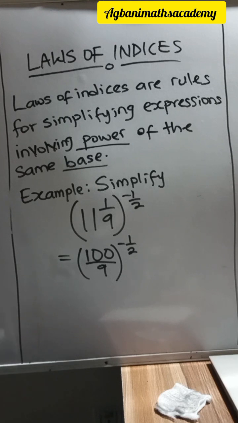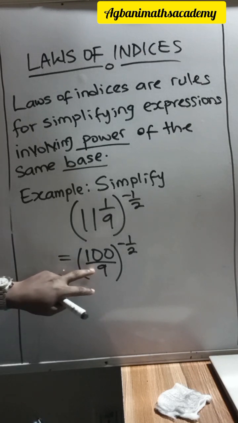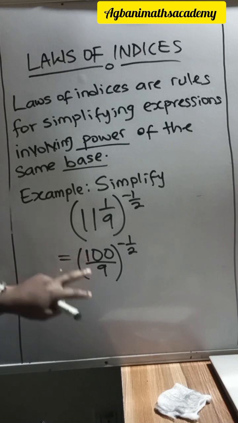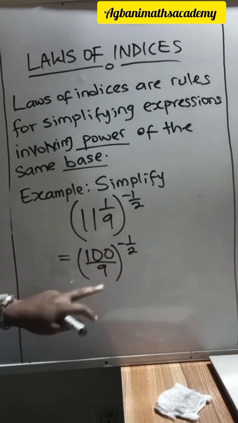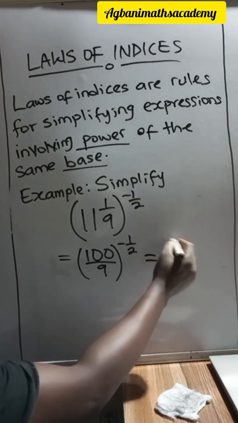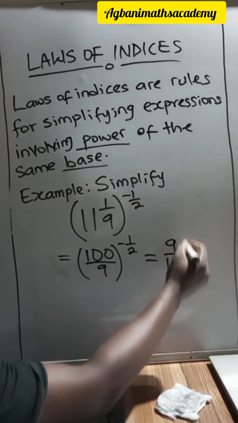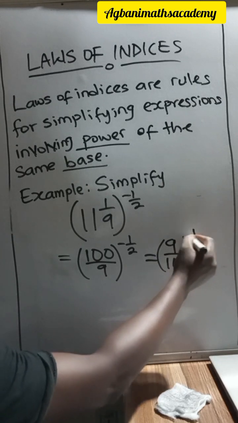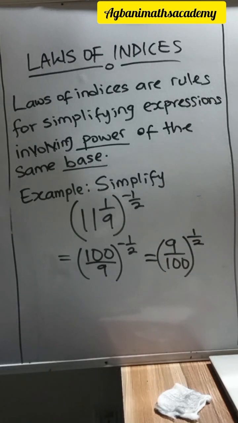Then we can now eliminate the minus, as we said. We eliminate the minus by writing the inverse of this base here. The base here is 100 over 9. So for us to eliminate the minus in the power, we have to write the inverse of 100 over 9, which is 9 all over 100 to the power of 1 all over 2.